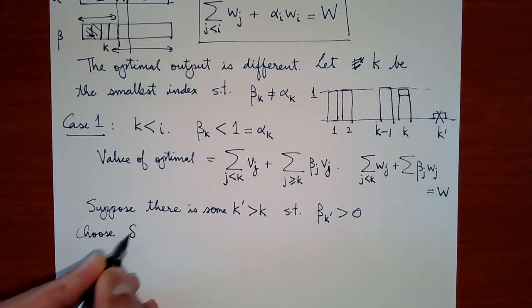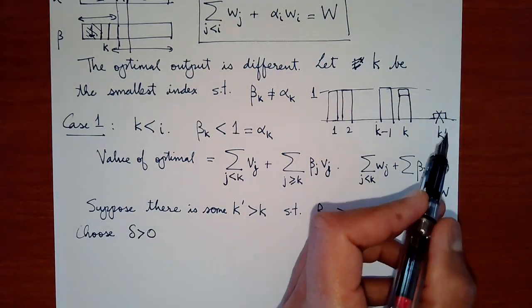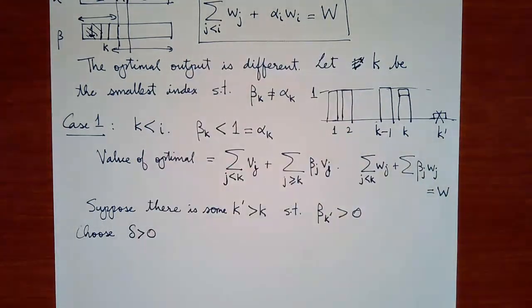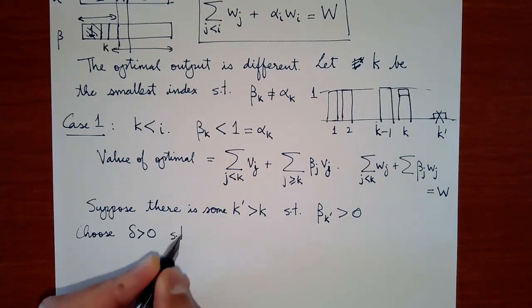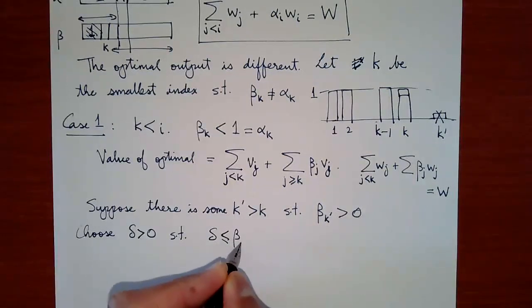choose a delta greater than 0. So you choose some delta greater than 0 so that whatever weight that you take away from here can be put over there. It's basically a continuity argument, but it's useful to see it in this form, such that delta is less than or equal to beta k prime.